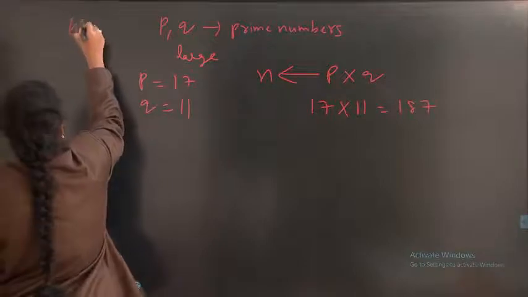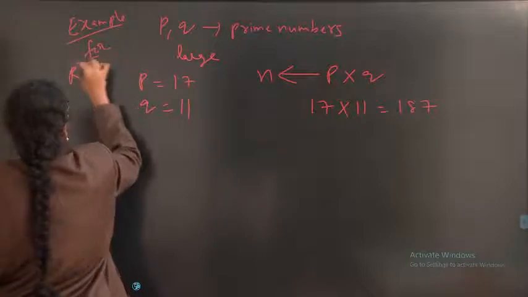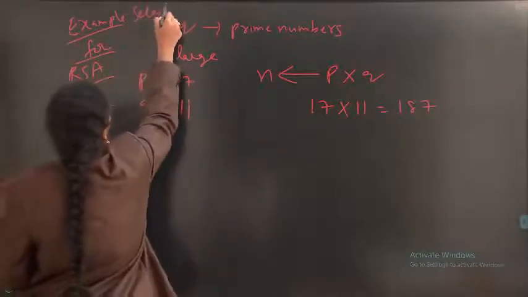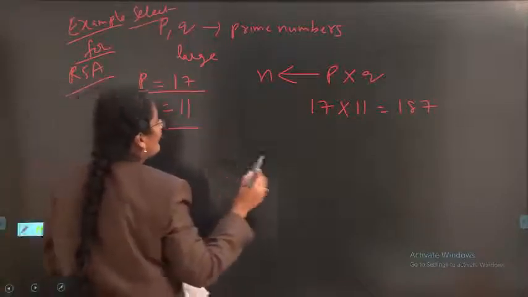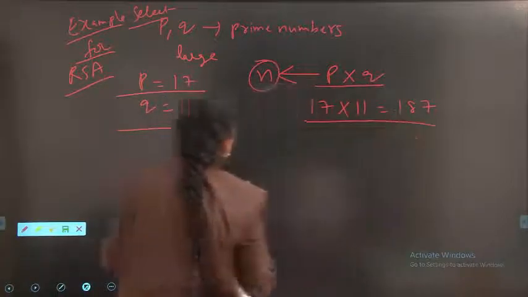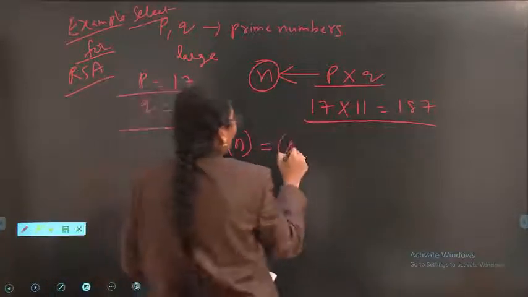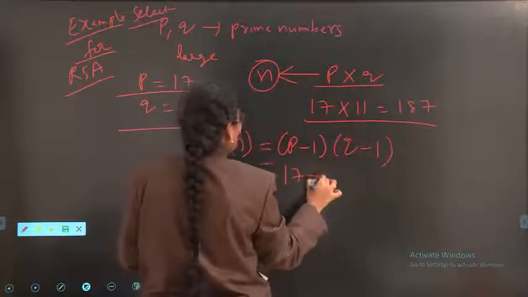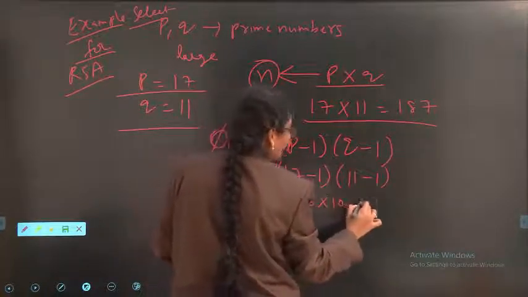So this is the example for the RSA algorithm. Now I am doing the example for the RSA algorithm. First step is you have to select two large prime numbers p and q. I have taken p as 17, q as 11, prime numbers. First I want to calculate the value of n equal to p into q, 17 into 11, 187. Next I want to calculate phi of n. Phi of n will be p minus 1 into q minus 1. So nothing but 17 minus 1 into 11 minus 1. Nothing but 16 into 10, 160.